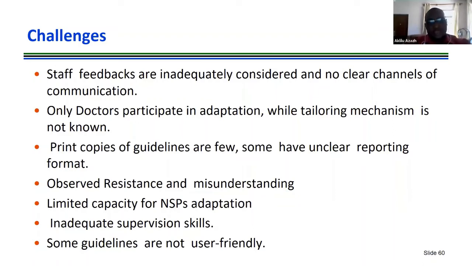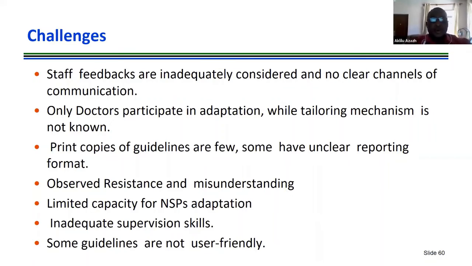Doctors are just prescribers and nurses are the real implementers. But doctors may not understand the real challenges on the ground, yet they are participating in adaptation. So this is another challenge. They may not adapt proper documents in order to tailor the information to meet the needs of clients as well as clinicians who are implementing the guideline.